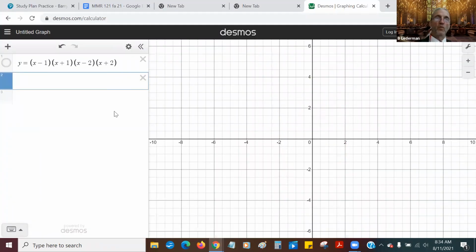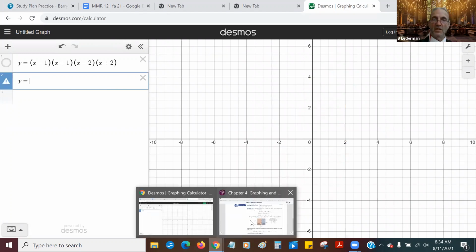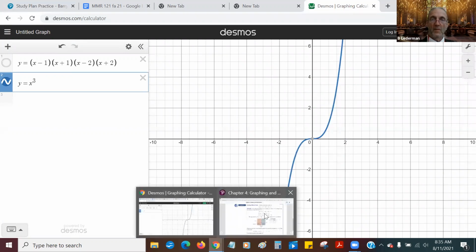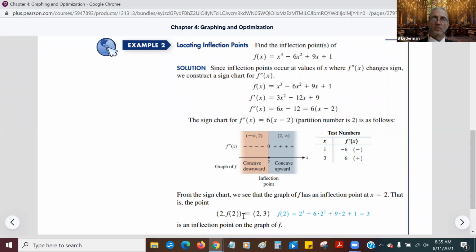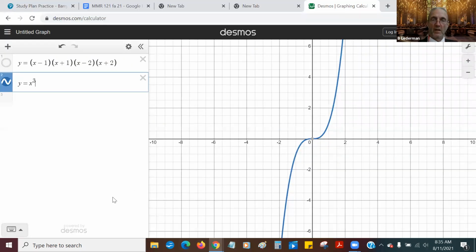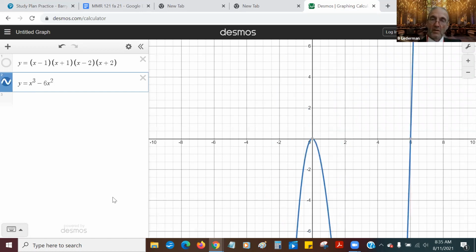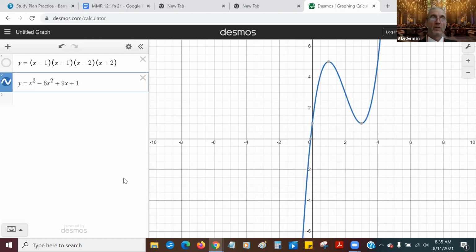So now what am I going to put into Desmos? I'm going to put in the original function. And what was that original function? X to the third. Let's start with that. Remember that part. X to the third minus 6x squared plus 9x plus 1. Okay, and I want to look at the point. Let me move my beautiful picture away. I want to look at this next point here, which is just the point 2 comma 3.